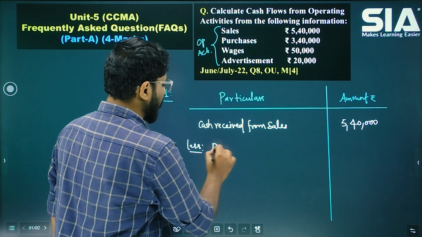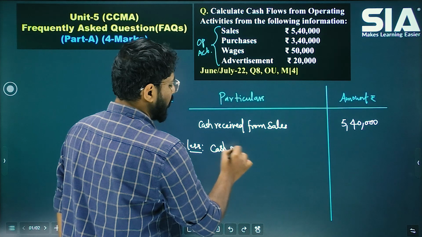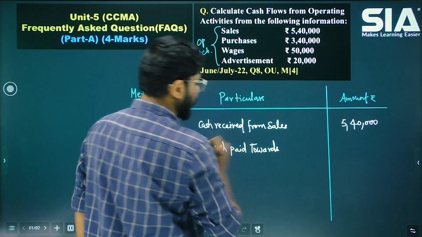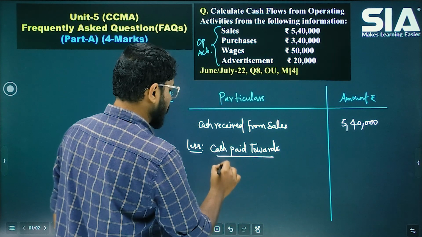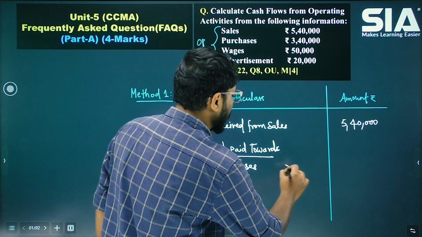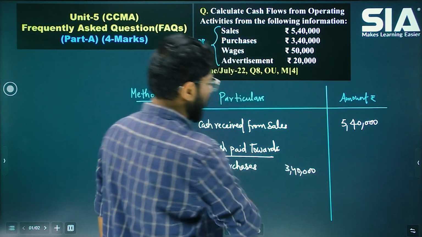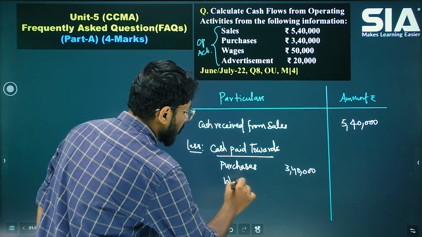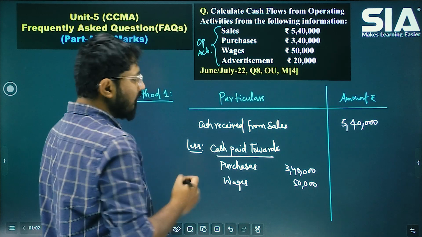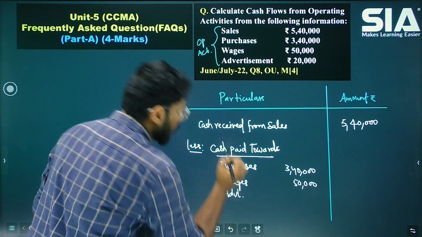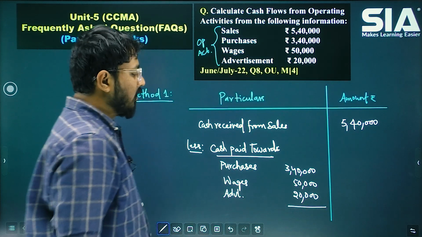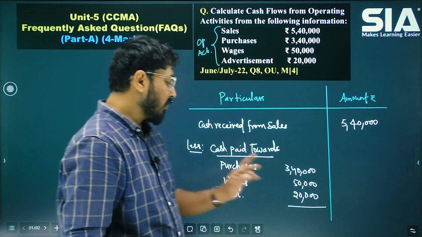So let's write cash paid towards, and highlight these items. Purchases, how much is purchases? 3,40,000. Then we have wages, 50,000. Then we have advertisement, how much? 20,000. Add all this. 340 plus 50 is 390. 390 plus 20 is 410.